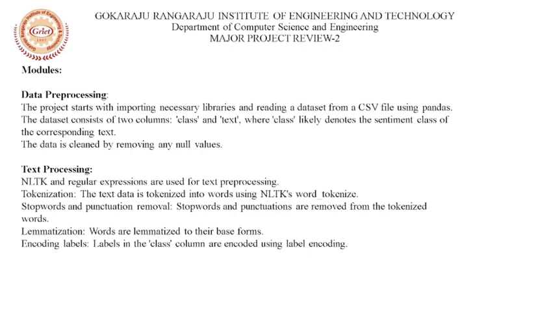Text processing. Natural language toolkit and regular expressions are used for text processing. Tokenization involves breaking down the text into individual words using natural language toolkit's word tokenize function. Stop words and punctuations are removed from the tokenized words.